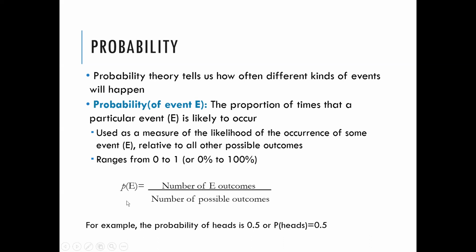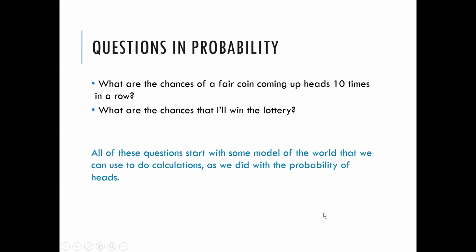So it just looks like this, right? The probability of an event is the number of those events out of the number of all possible outcomes. So for example, the probability of heads in a fair coin toss is 0.5. So some questions in probability might look like, what are the chances of a fair coin coming up heads 10 times in a row? Or what are the chances that I'll win the lottery? So all of these questions start with some model of the world that we can use to do calculations, as we did with the probability of heads, right?